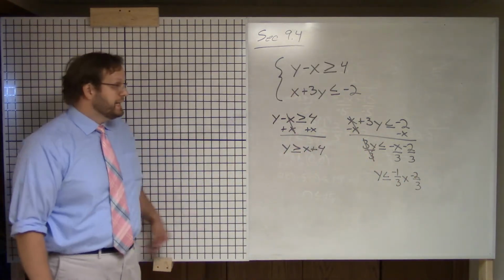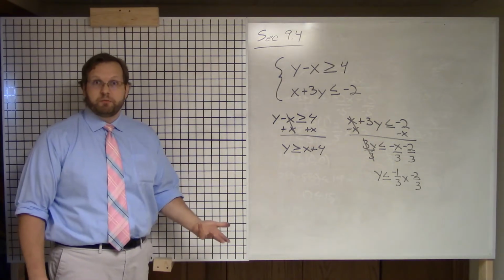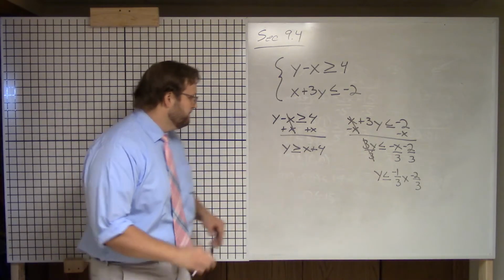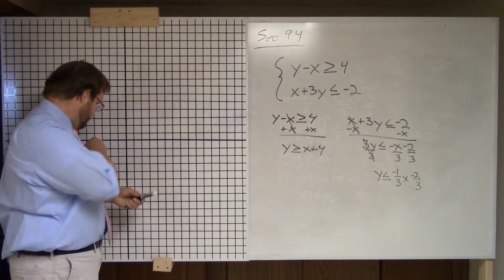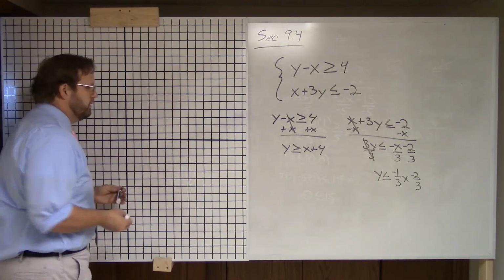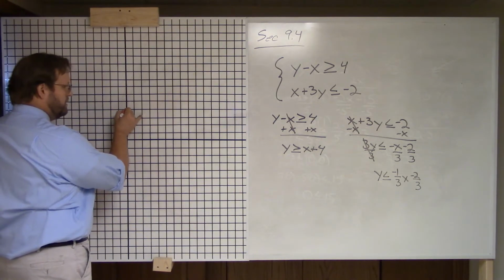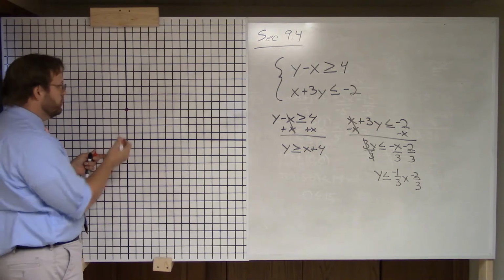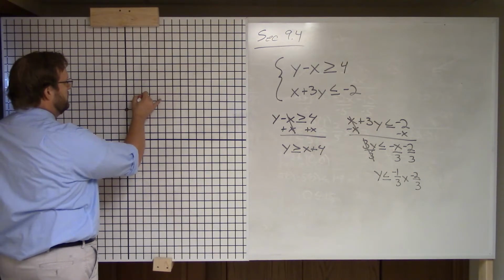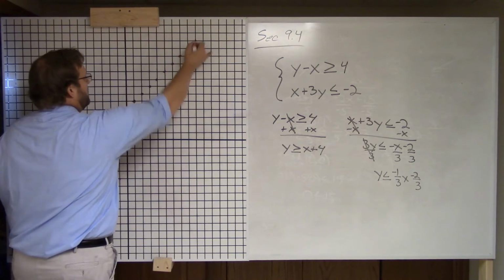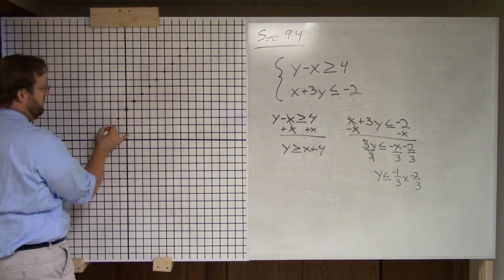Okay. Now I have two inequalities that are in a graphable form. So what I do, I'm going to graph this guy first. I'm going to start with that plus 4. And then I have a slope of 1, or 1 over 1. So I'm just going to go up 1, right 1. And then I could go down and left as well.